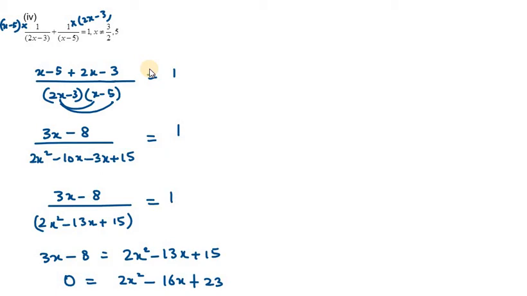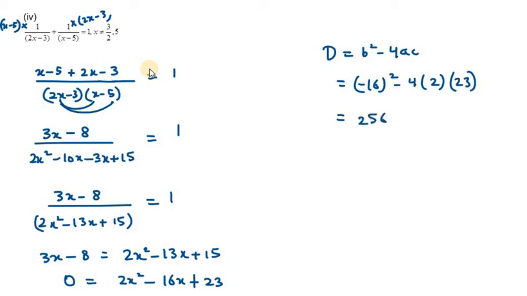Now we need to find the value of d. D is b square minus 4ac. B is minus 16 square minus 4ac. A is 2. C is 23. So 16 square is 256. And we have minus 4 into 2 is 8. 8 into 23 is 184. So when you reduce this, you get 72, which is greater than 0. And if it is greater than 0, that means we have real roots of it.